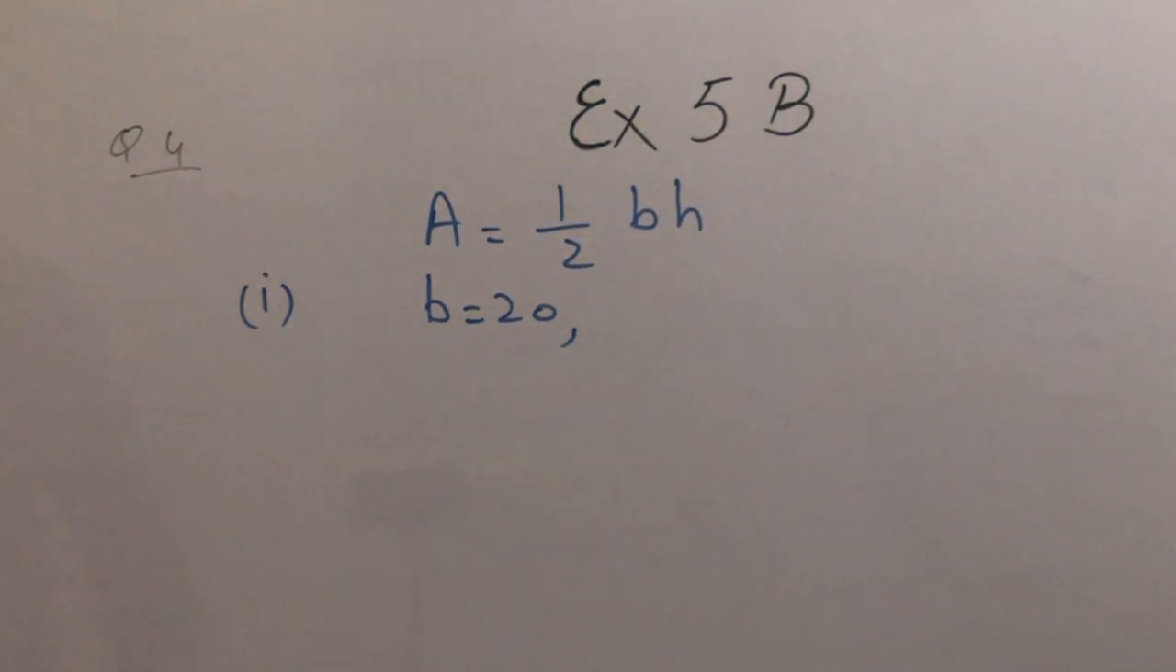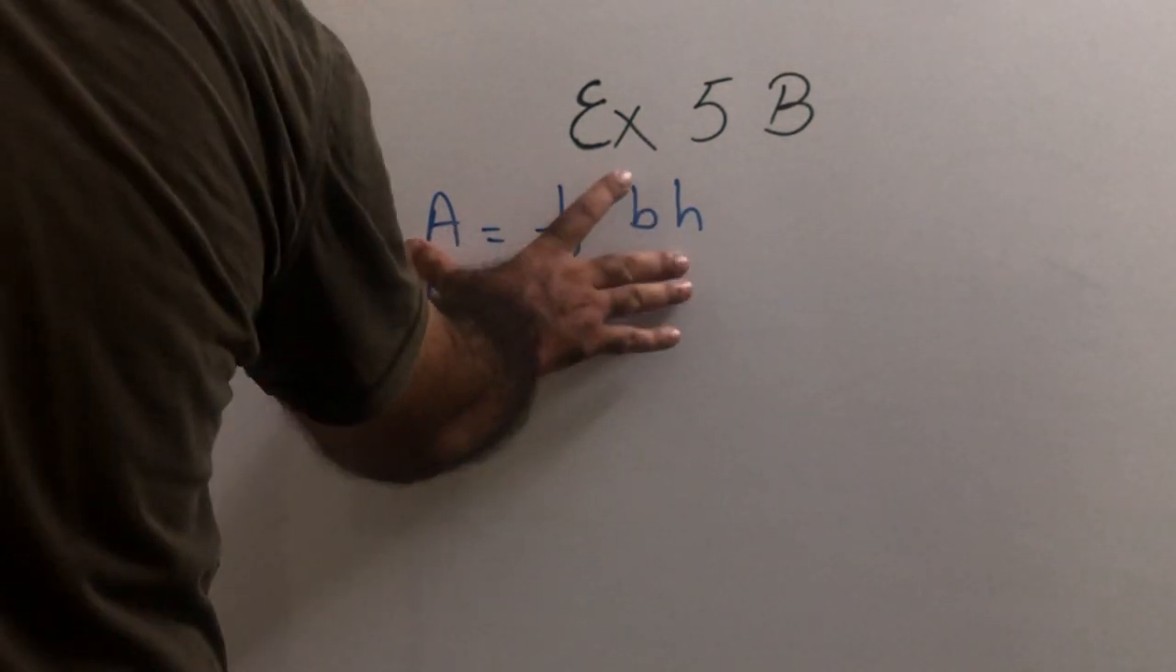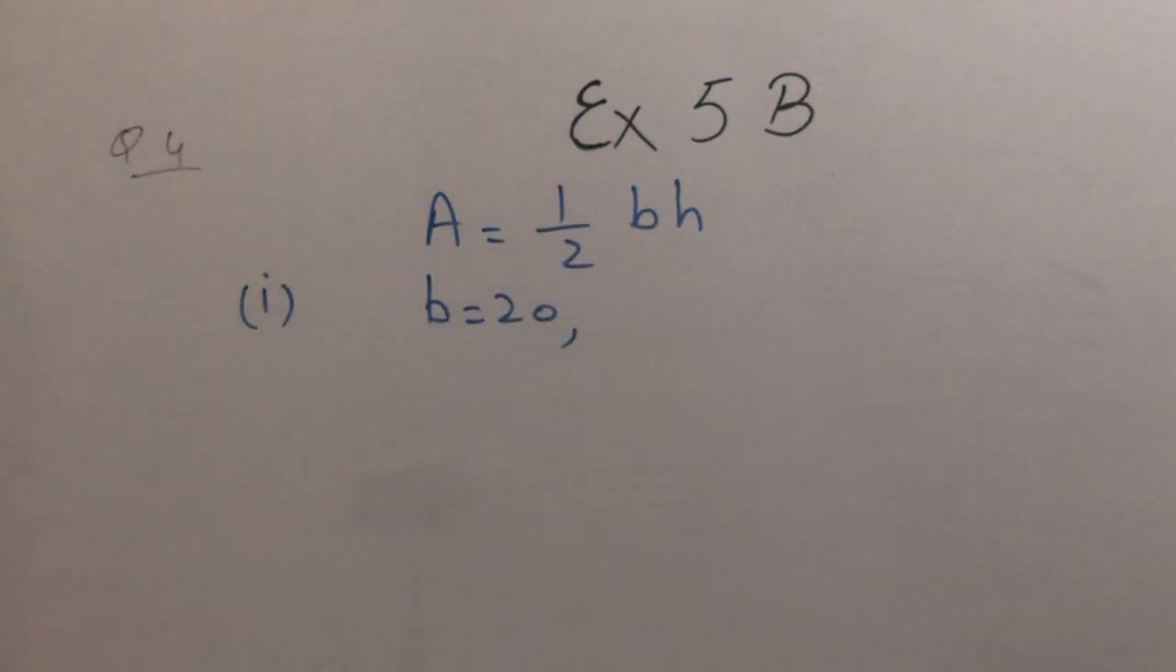Bismillahirrahmanirrahim. Now we'll be doing question number 4, exercise 5b. The question says the formula for finding the area A of a triangle is given by A is equal to 1 over 2BH. This is an equation. This is the formula for finding the area of a triangle: half into B into H, where B is the base and H is the height.